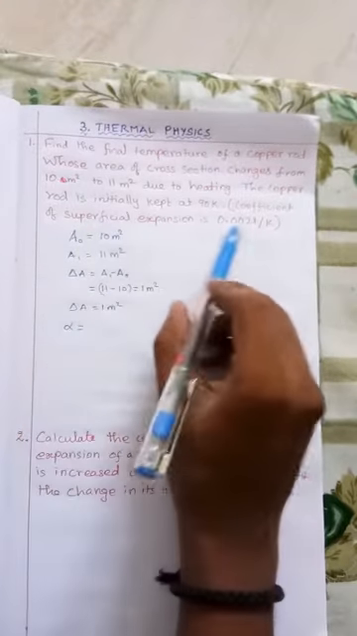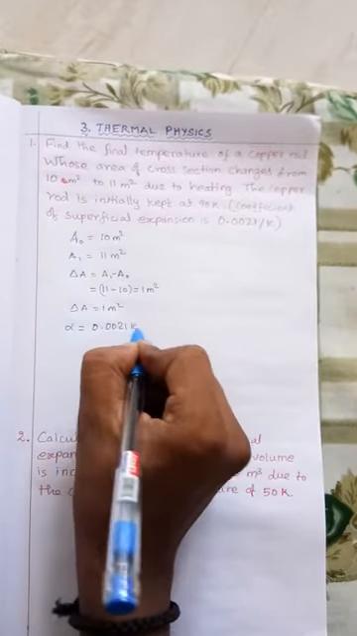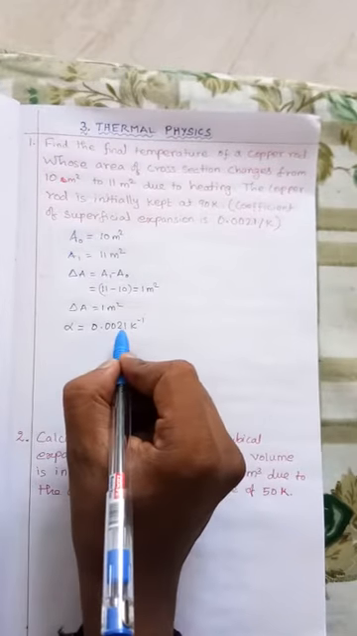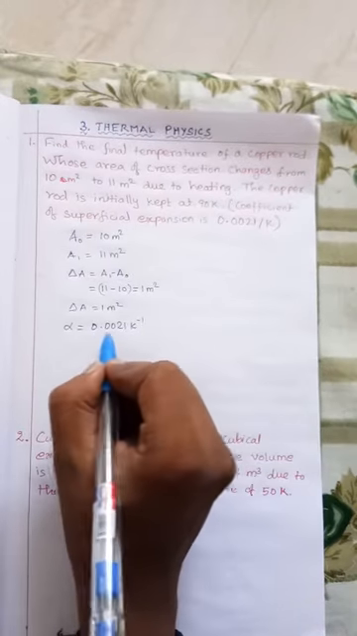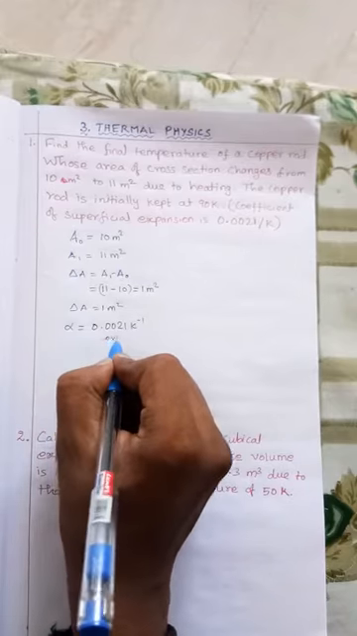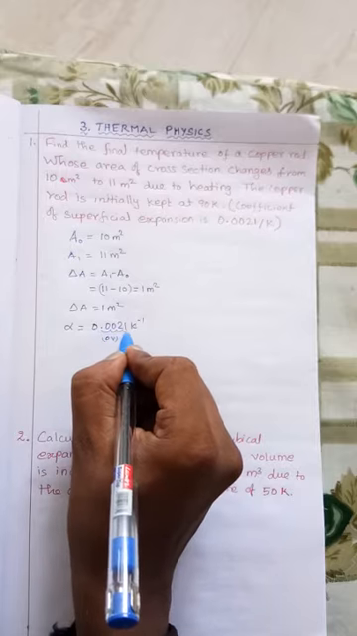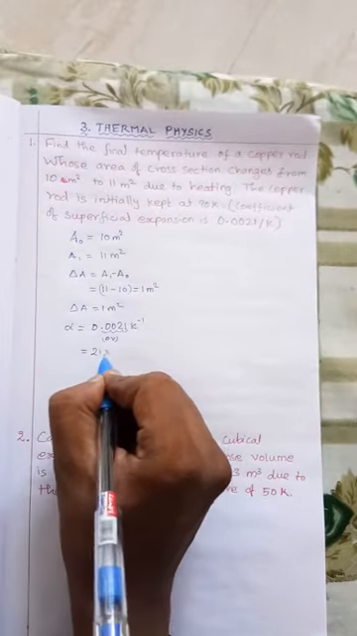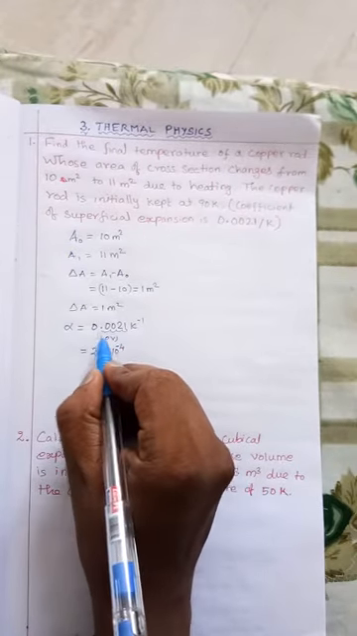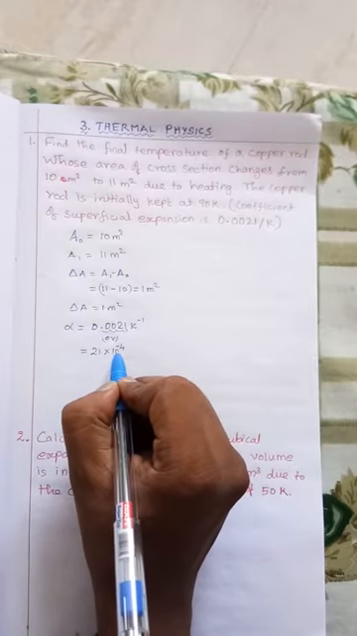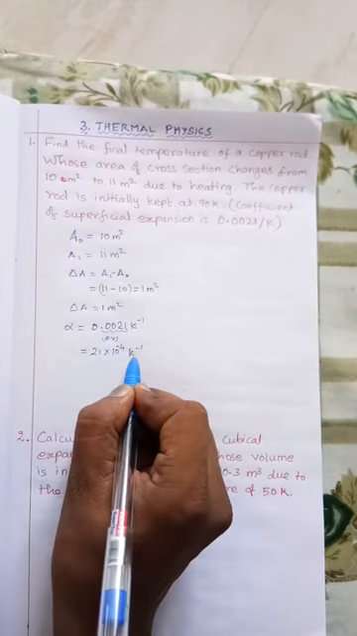The alpha value is given, 0.0021 per Kelvin. This 0.0021 we can write by moving the point left to right 1, 2, 3, 4 places. So it is nothing but 21 into 10 to the power minus 4 per Kelvin. When the point moves left to right, the power becomes minus 4. Both are also correct: 21 into 10 to the minus 4 per Kelvin.